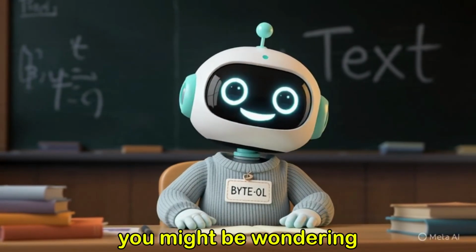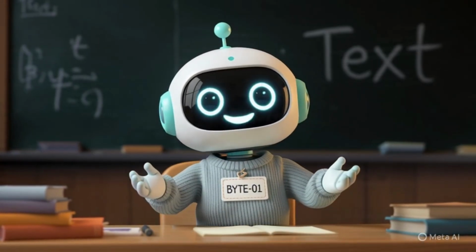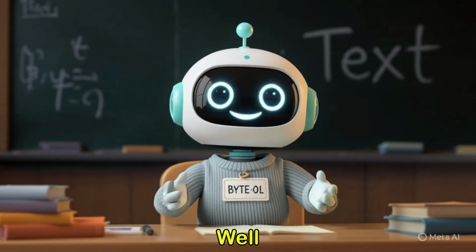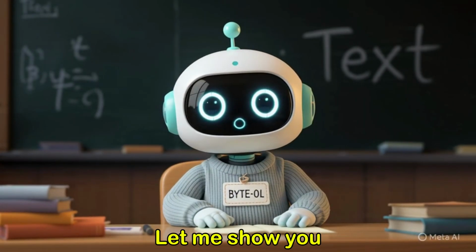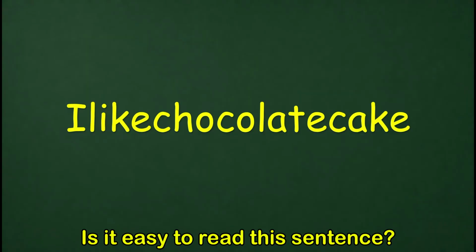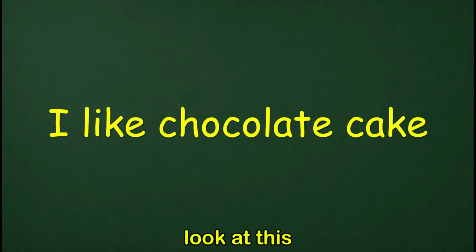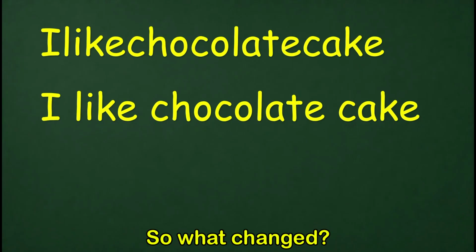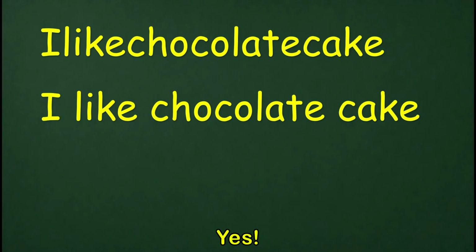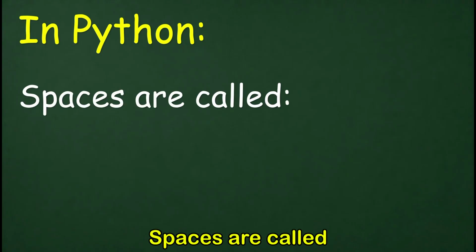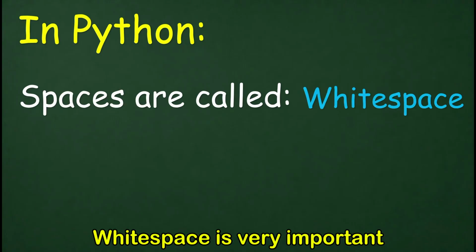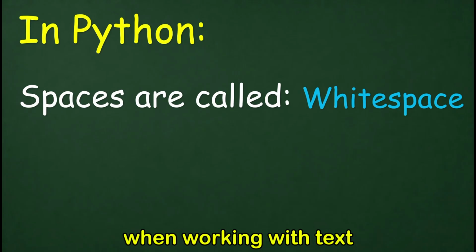And now you might be wondering, wait, how can that be? We counted all the letters. Well, there's one more important thing that Python counts inside a string. Let me show you. Let's look at this together. Is it easy to read this sentence? Now, look at this. Is it easier now? Yes. So what changed? Think about it. Yes, we added spaces. And in Python, spaces are called whitespace. Whitespace is very important when working with text.